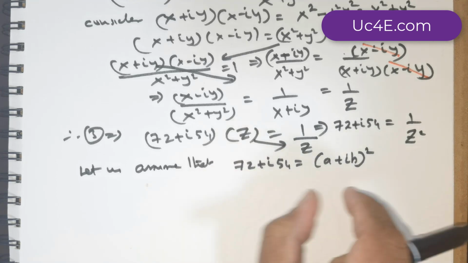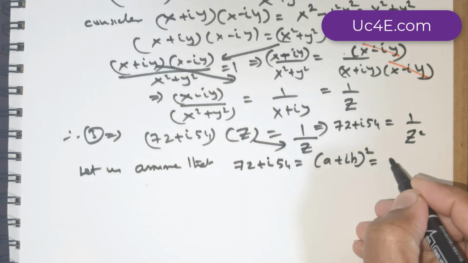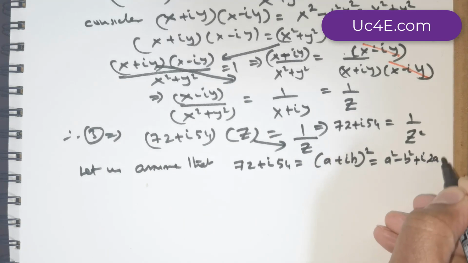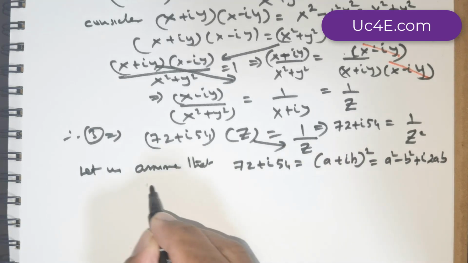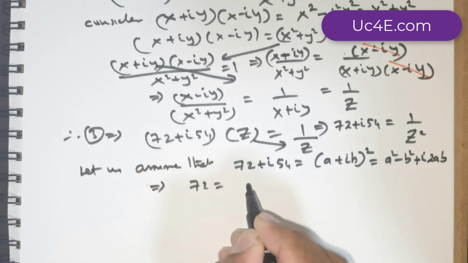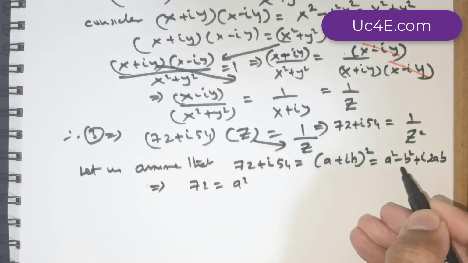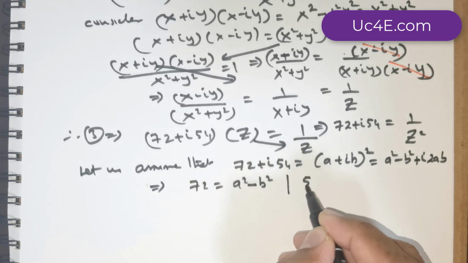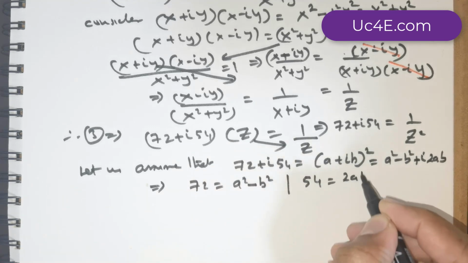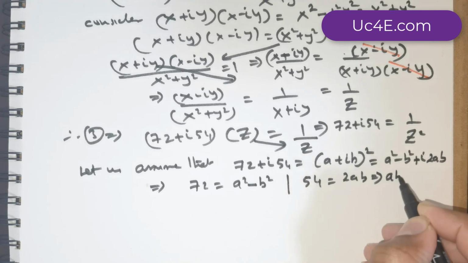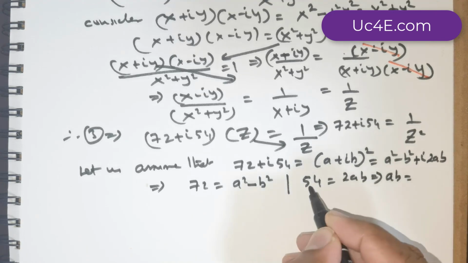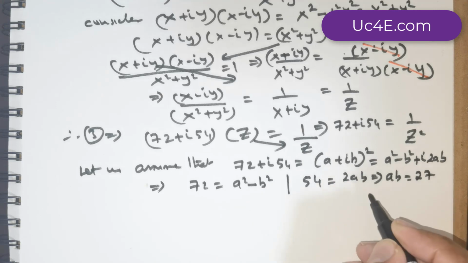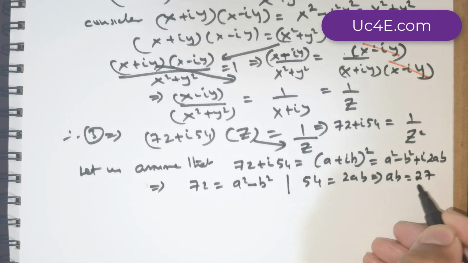I'm just taking this to be of this form. Now this is nothing but a squared minus b squared plus i times 2ab. Which would mean, equating the real and the imaginary parts, 72 is equal to a squared minus b squared and 54 is equal to 2ab. So this means ab is equal to 27.